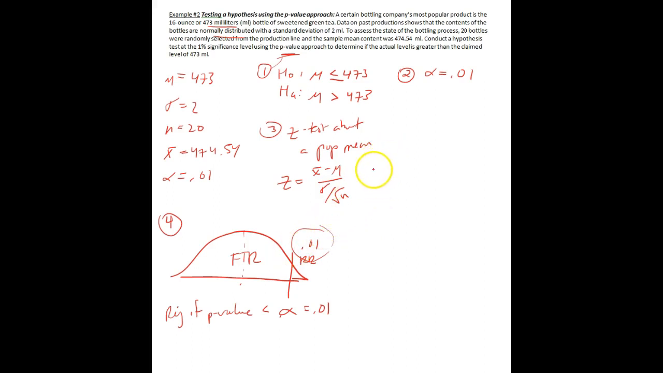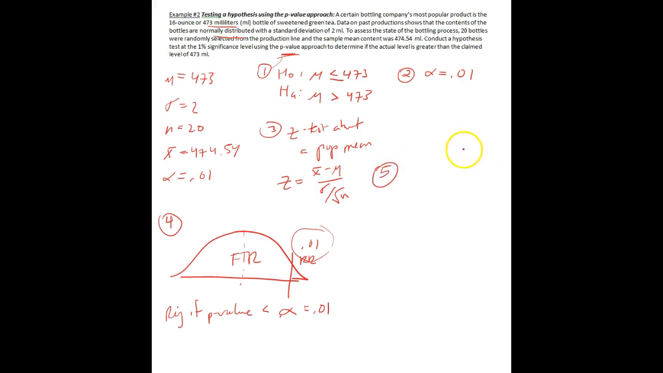But we actually pay for that in that we have to then calculate what the p-value is, as opposed to what we did before, where we figured out what our critical value was. We're actually going to have to do that with our p-value this time.